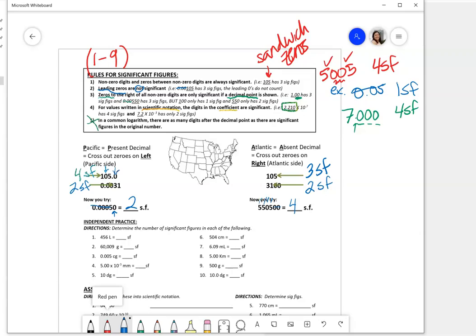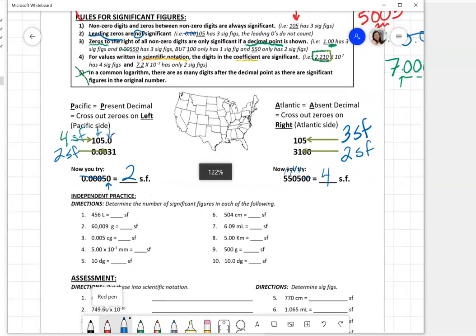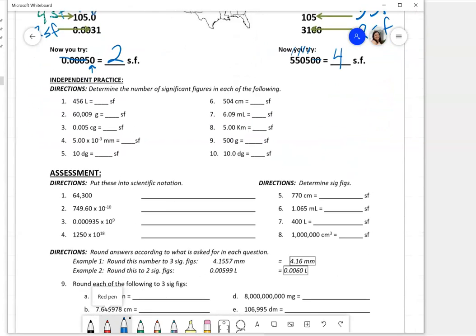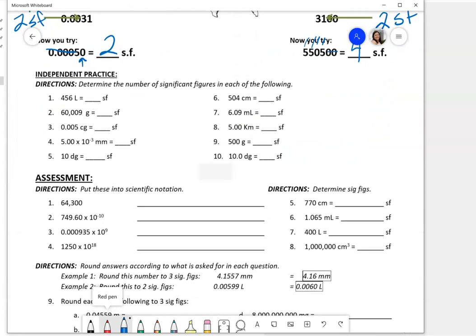And then for here, I would suggest you pause the video and try to practice on your own on these right here, the independent practice, and see how well you do. But I'm going to go over it right now. So number 1 has 3 sig figs. Again, all those numbers are significant. It's a number between 1 and 9.